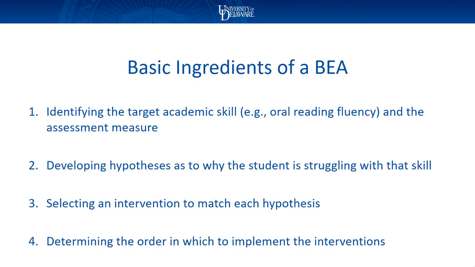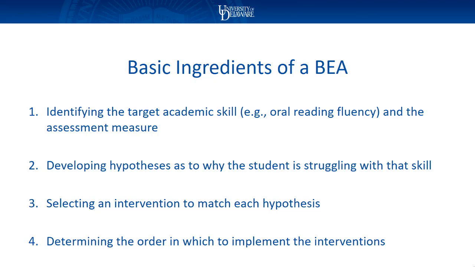So if an examination of existing data suggests that oral reading fluency is the primary deficit, then the target skill is oral reading fluency, and an appropriate assessment would be the passage fluency curriculum-based measure. Second, developing reasonable hypotheses as to why that student is struggling with the target skill. These hypotheses come from reviewing a student's records and conducting assessments and observations, and considering conceptual frameworks such as can't do, won't do, Daly's hypotheses, and the instructional hierarchy from which to generate the hypotheses.